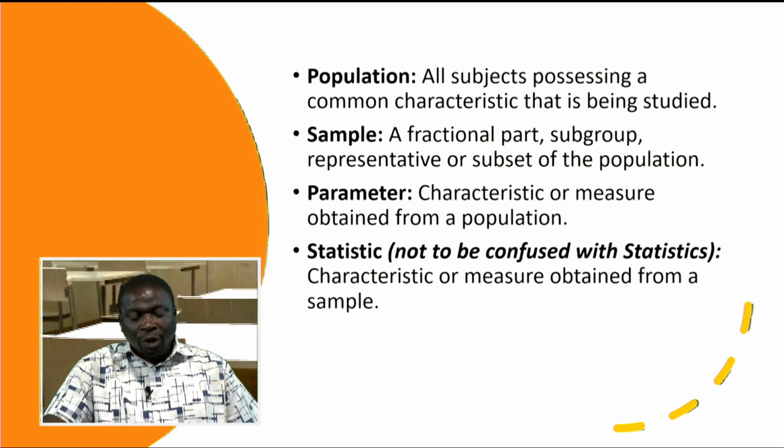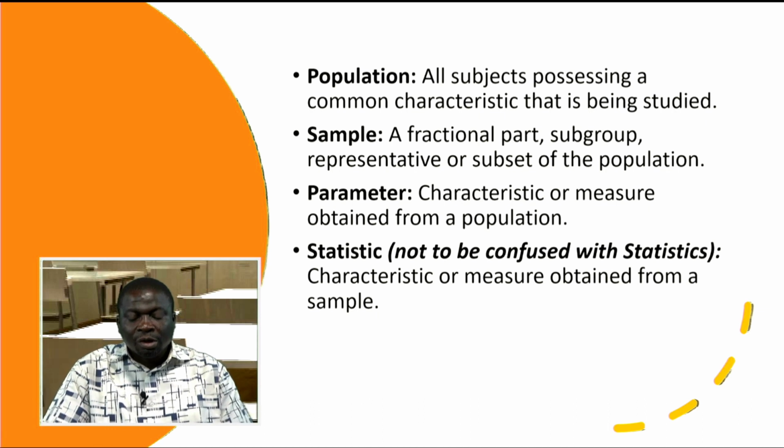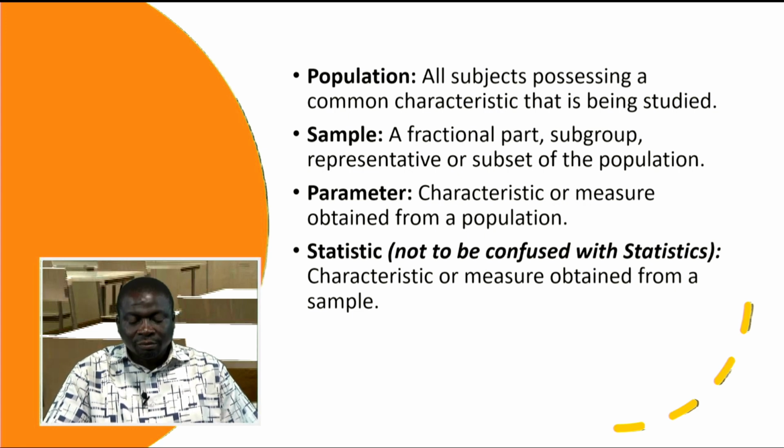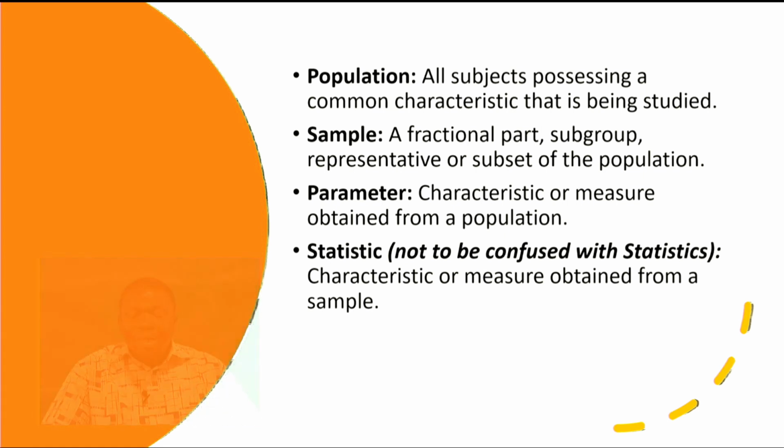Another term is population. Populations are subjects possessing a common characteristic that is being studied. Sample. A sample is a fractional part, a subgroup, a representative subset of the population. Another term is the parameter. A parameter is just the characteristic or a measure obtained from a population.